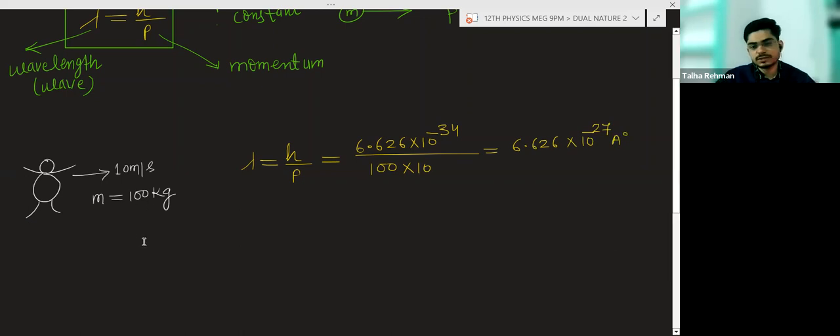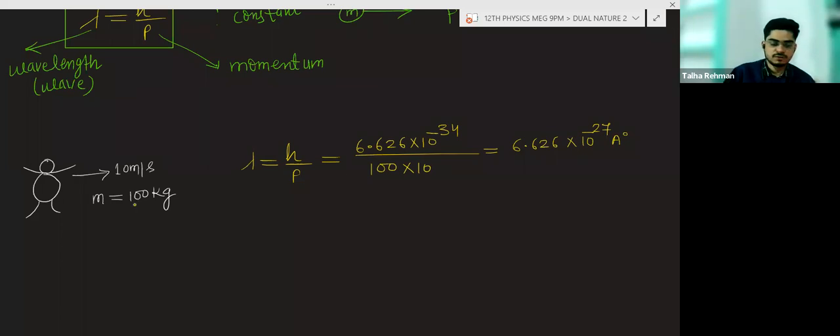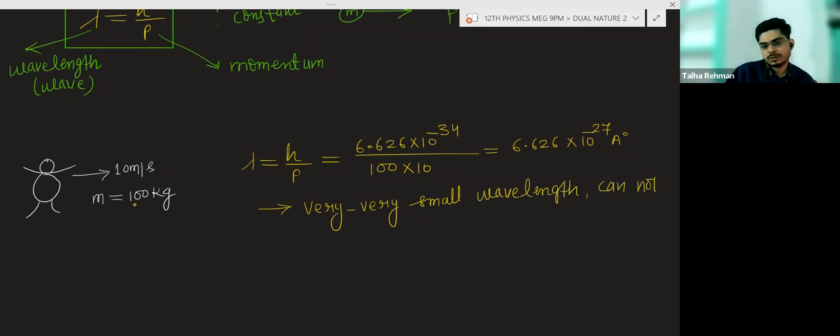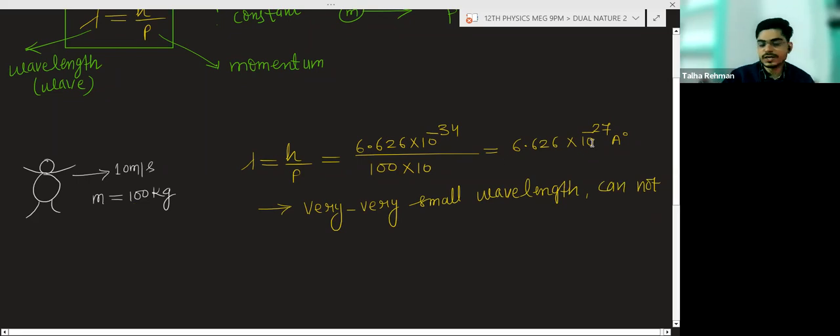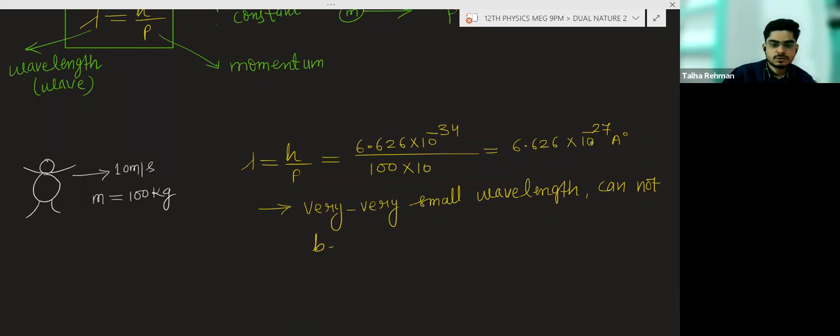You can see this value. This wavelength is very, very small. So the wavelength associated with large bodies is very, very small. A very, very small wavelength cannot be detected. If this wavelength is very small, we cannot detect it.